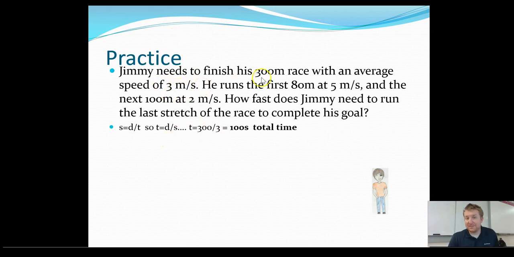So all we did was find out the total time he has, and that would be a 300-meter race at 3 meters per second. So 300 divided by 3 would give us our time. We have 100 seconds. Okay.